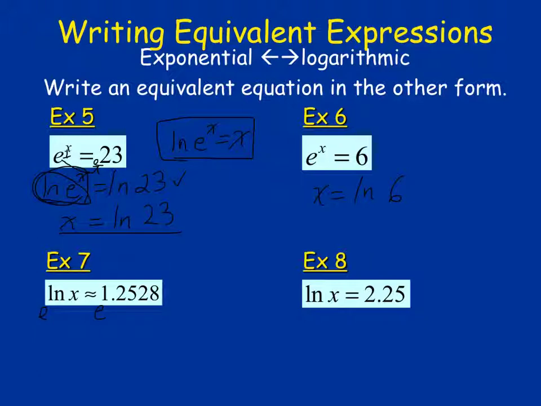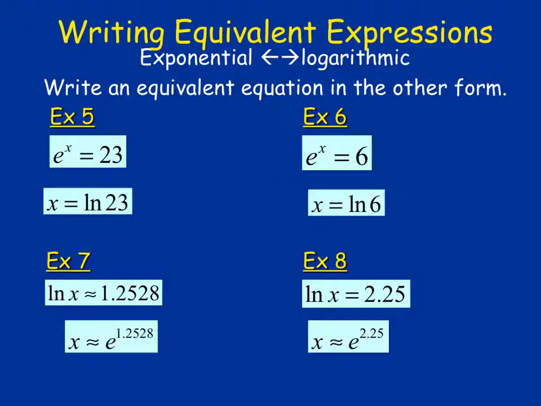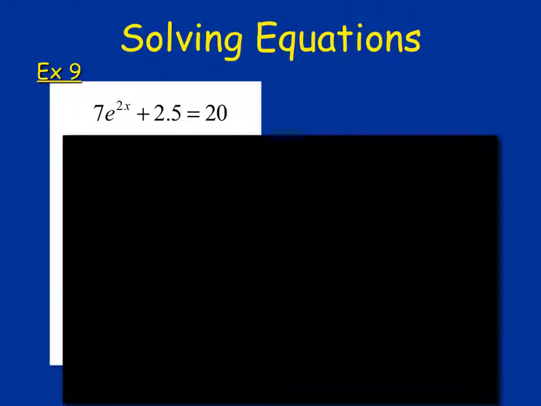Okay, if we raise both sides to the power of e, well then, because we know that e to the natural log of x is equal to x, this side becomes x, and this side becomes e to the 1.2528. Okay, and if you did that on your calculator, you'd get your answer. Same thing here, x is equal to e to the 2.25 approximately. Okay, so this is the same thing.